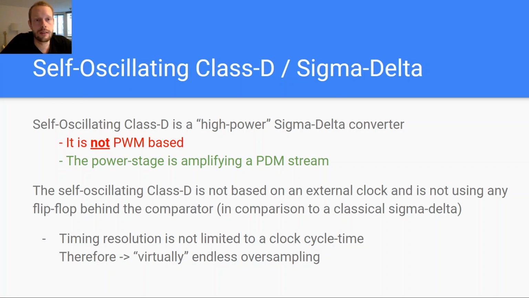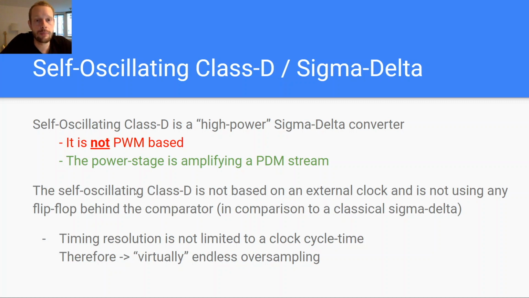But now let's discuss once again the frequency and the PWM. Most people think that a self-oscillating Class-D amplifier is also a PWM based amplifier. But this is totally wrong, because we don't have any real PWM, in the sense of a fixed frequency where we modulate the duty cycle. The output we get is a PDM stream, which is amplified by a big power stage. So we can also say that it is more or less a high power sigma delta converter, if you want to have it like this.